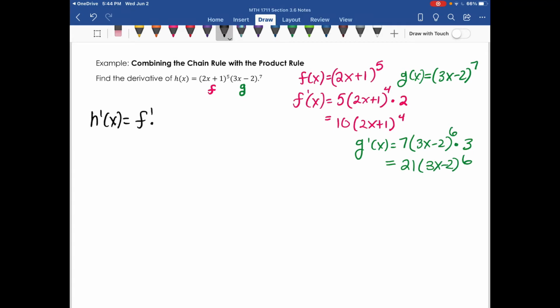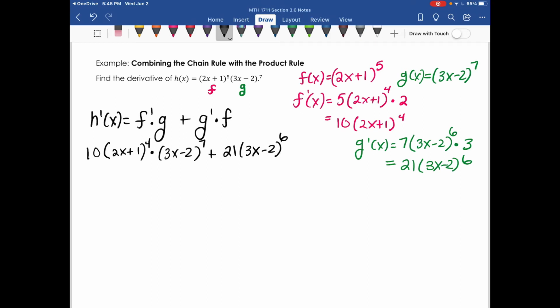So now, going back to finding the derivative of h of x, we have to take the derivative of f times g plus the derivative of g times f. Now we already found the derivative of each of those separately using the chain rule, so now I can just plug in the values and try to simplify. So we said f prime was 10 times 2x plus 1 raised to the 4th, and we're going to multiply that by g, which is 3x minus 2 raised to the 7th.